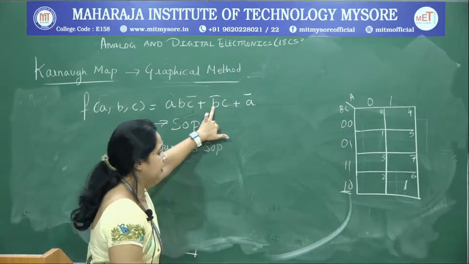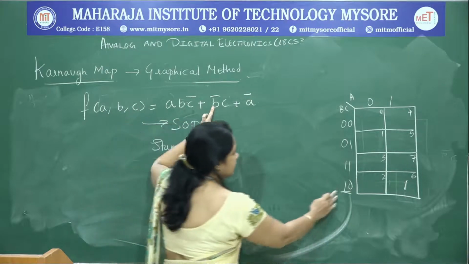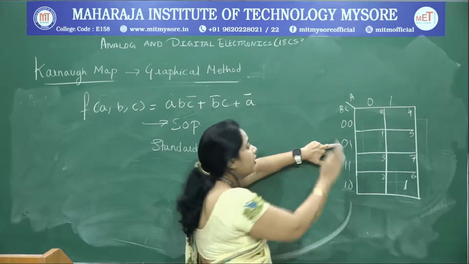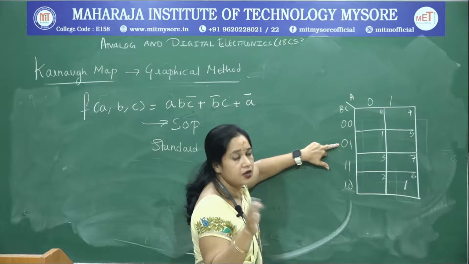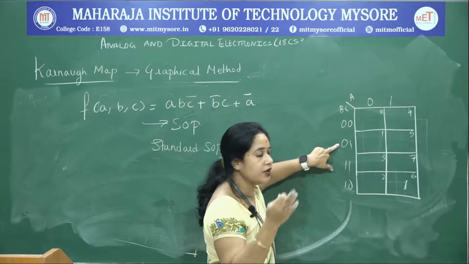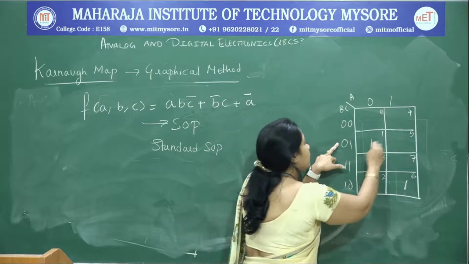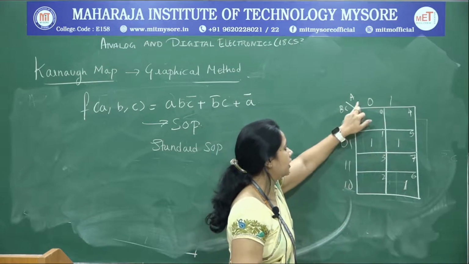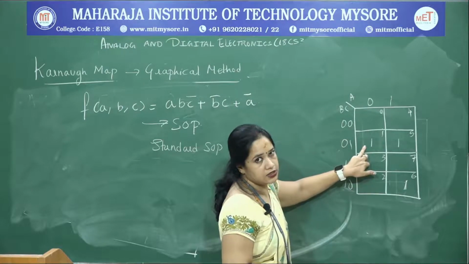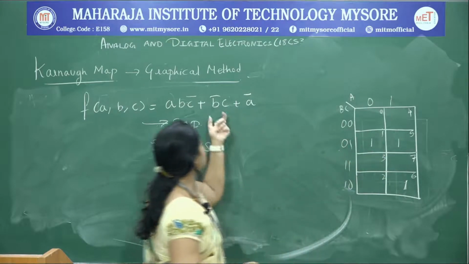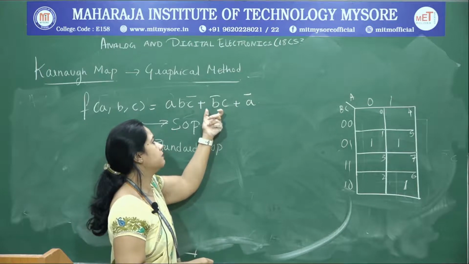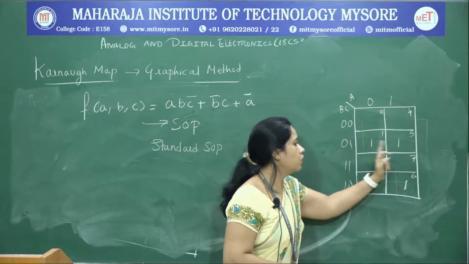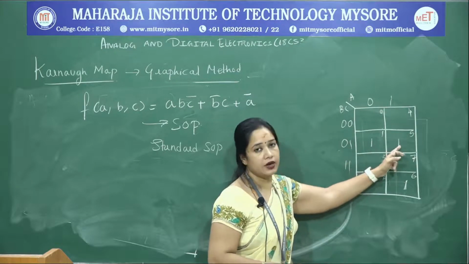Now, consider B bar C. So B bar C is 0, 1, this is your cell and it is independent of A. Since it is independent of A, whether A is 0 or 1, I will mark 1 in both the cells here. The main thing with this term B bar C is that it should be high. So along this row, B bar C is high, so I mark a 1 here.